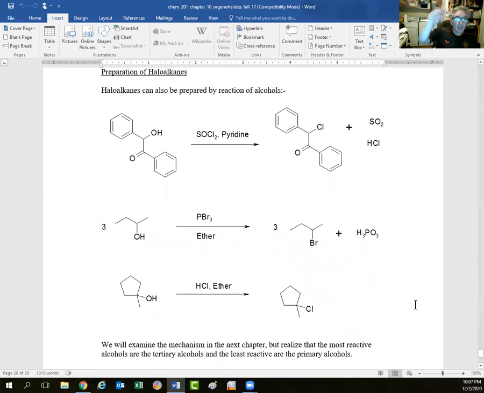And that was it. In terms of the preparation of the haloalkanes, industrially most common methods are to take alcohols of some form, react them with SOCl2, thionyl chloride, with pyridine as a little bit of base. And the alcohol group is substituted for a chlorine. Or if we want a bromine, we can take an alcohol and react with phosphorus tribromide in ether. The alcohol group is replaced with a bromine.